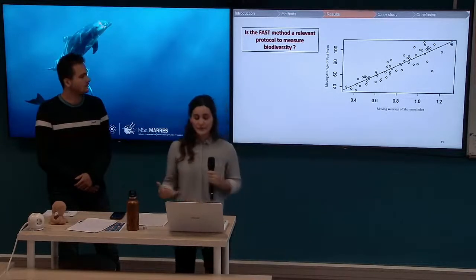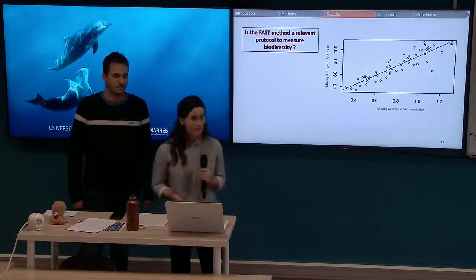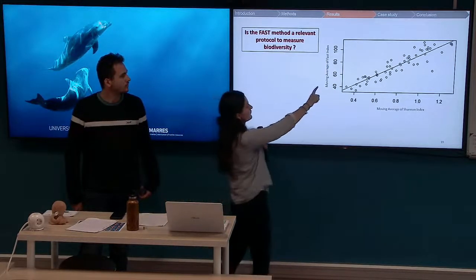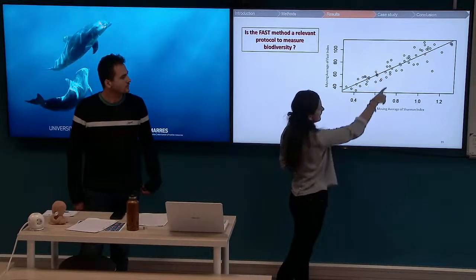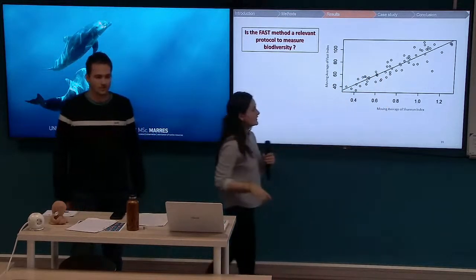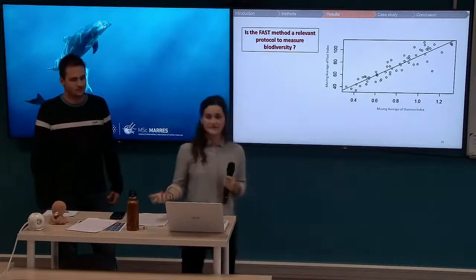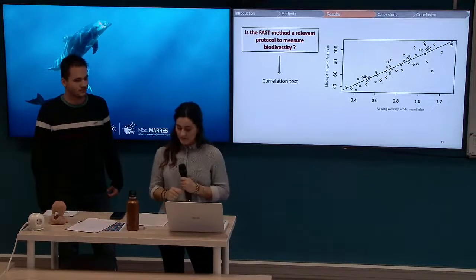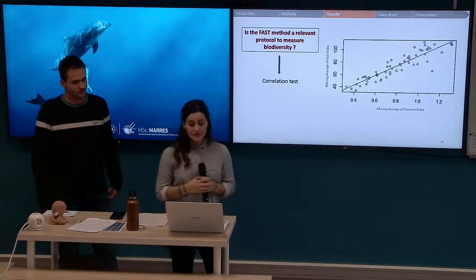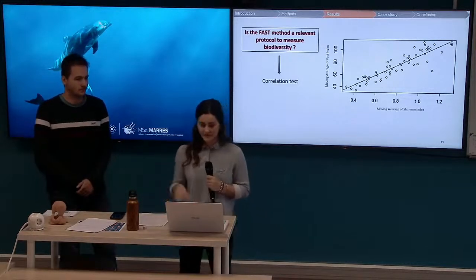So at the view of the plot, the dots seem to follow a linear model. If you pick a high value of the FAST index, we will have a high value of the Shannon index. So we decided to check this indicative guess by applying a correlation test, and also to see if there is a relationship between the FAST index and the Shannon index.